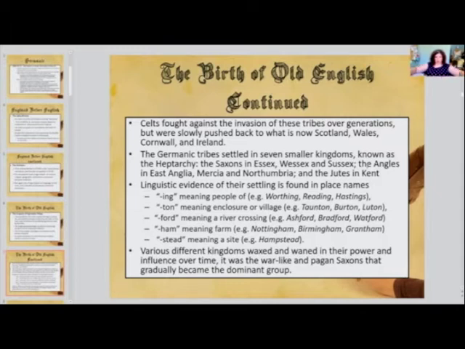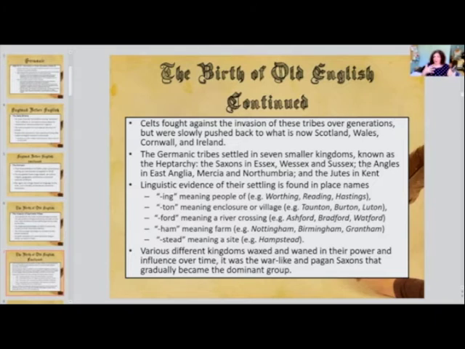So they get pushed out, which is, again, another reason we don't have a lot of surviving Celtic words in English. The Germanic tribes settled in seven smaller kingdoms, now known as the Heptarchy. The Saxons in Essex, Wessex, and Sussex, the Angles in East Anglia, Mercia, and Northumbria, and the Jutes in Kent. Linguistic evidence of their settling is found in place names.